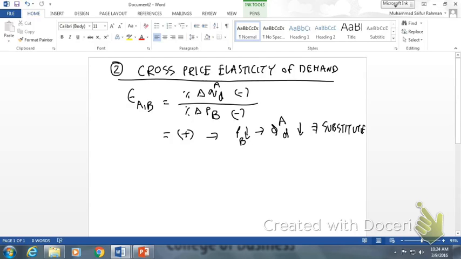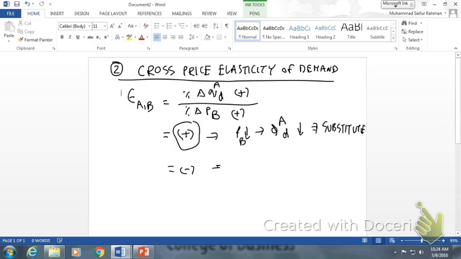Okay, now, by the way, you can have the same thought experiment where you could raise the price of B and the quantity demanded for A will go up, meaning that they are also substitutes, right? If you raise the price of B and the quantity demanded for A also goes up, you still have a positive sign. The goods are substitutes.